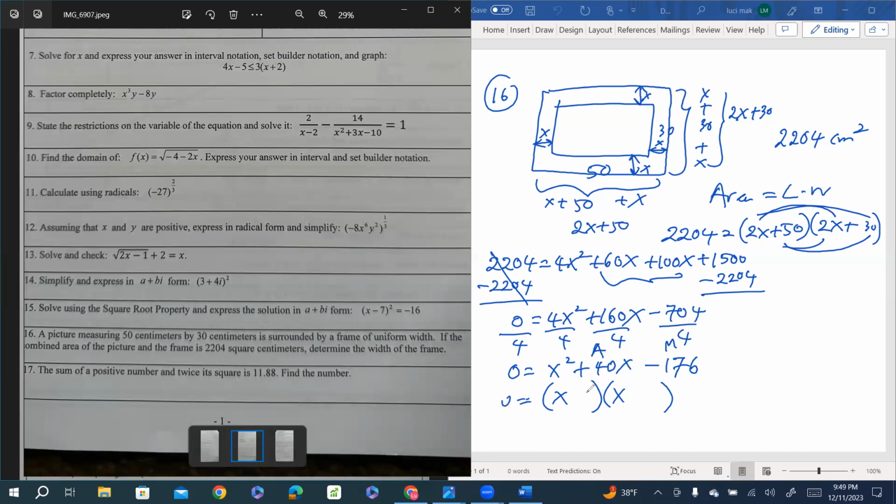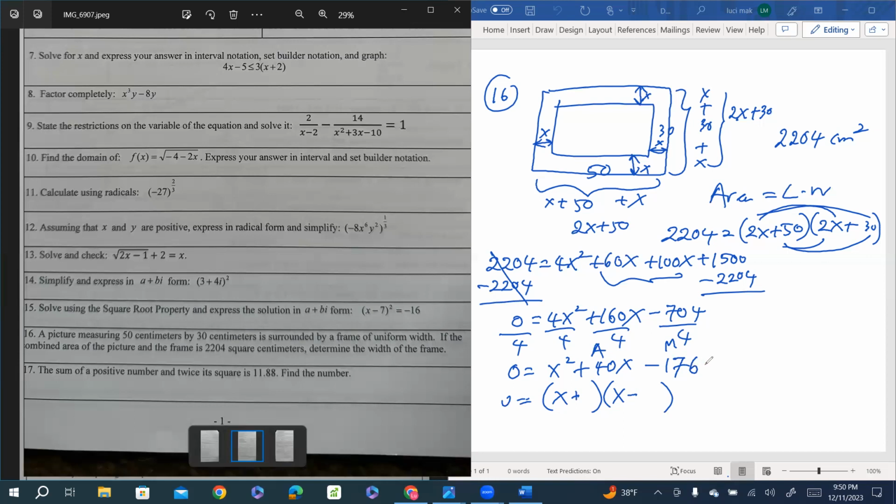So one has to be a negative, the other one has to be a positive. The larger one is positive, okay? So the difference has to be 40. So you can play around with it. For example, if you divide 176 by 2, or by 3, you could. If you can divide by 4, you could.